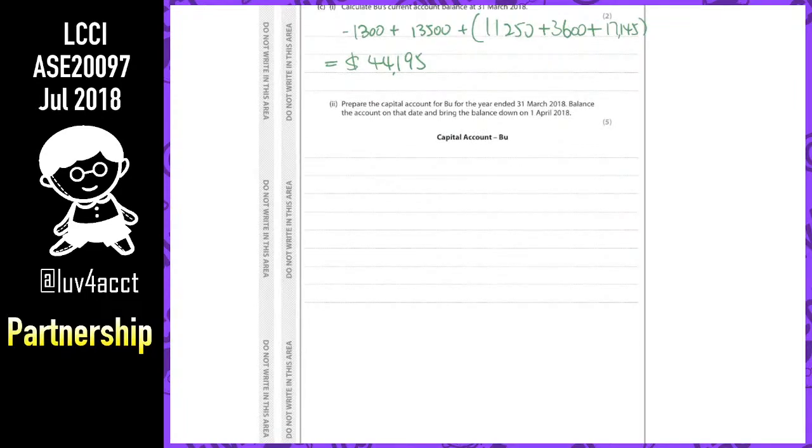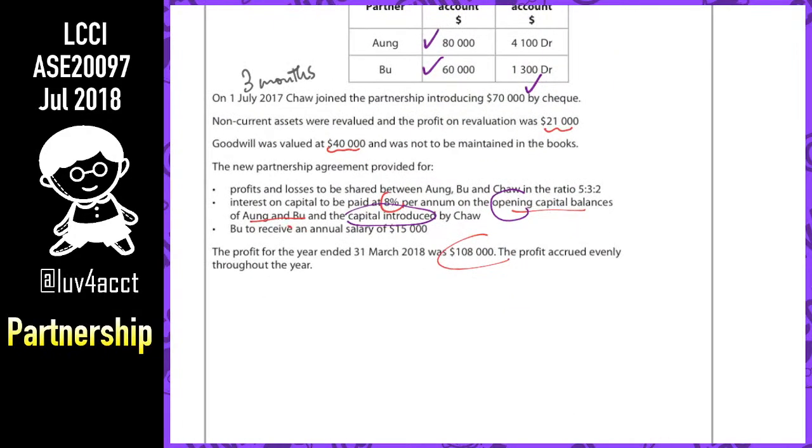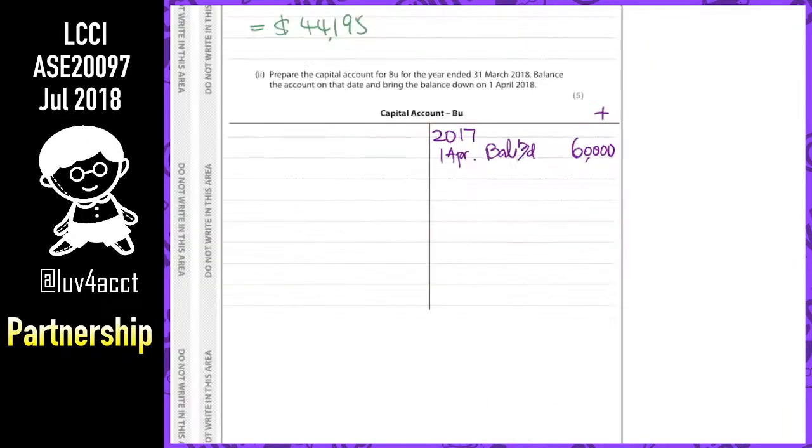Okay, Bu's capital is on the credit side, year 2017, 1st of April. Opening balance 60,000. Okay, and then let's look at the revaluation and then the capital. Okay, non-current asset, the revaluation gain is 21,000, and then the goodwill was 40,000.